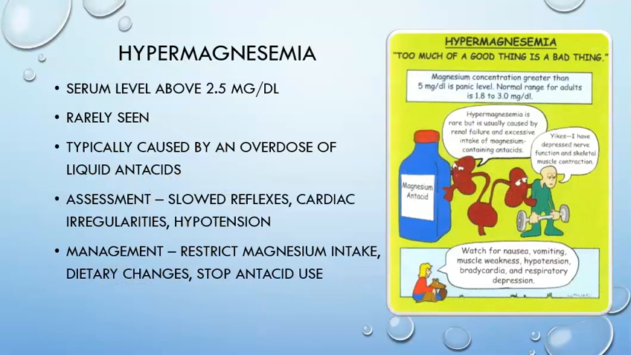Hypermagnesemia, so when our serum magnesium level is above 2.5, we will rarely see this. Typically caused by an overdose of antacid. So they have that bottle of antacid and they're just drinking it because they can't get rid of the heartburn, and then they've got a high magnesium level. They're going to have slower reflexes, cardiac irregularities, and hypotension.